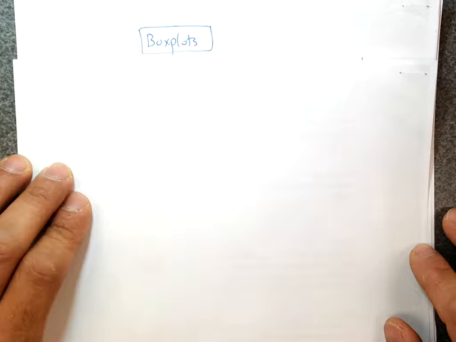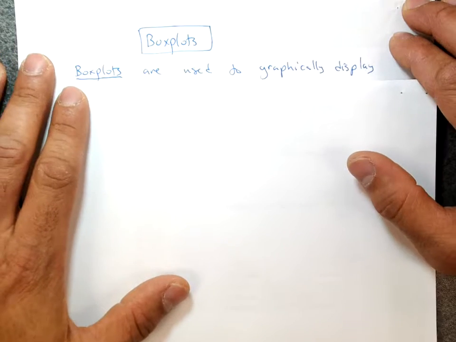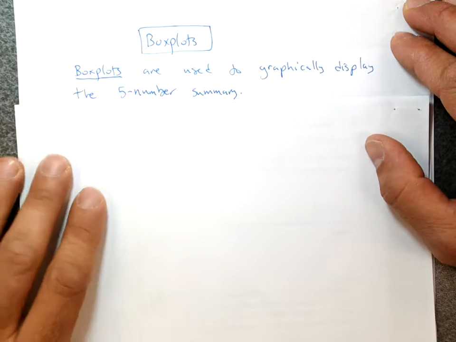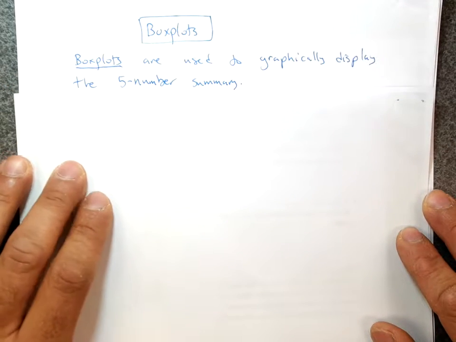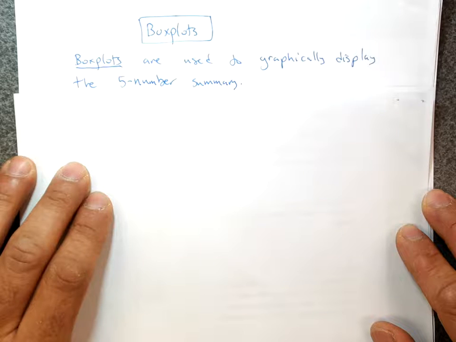Hello, in this video I'm going to show you how to draw box plots. Okay, what are box plots? Box plots are used to graphically display the 5-number summary. So they're a way of summarizing data when we use the 5-number summary to talk about the distribution.